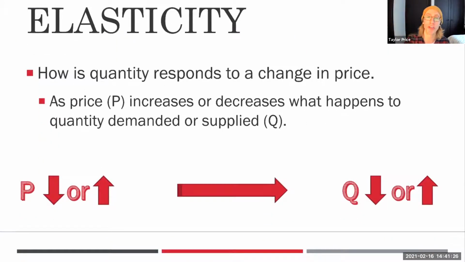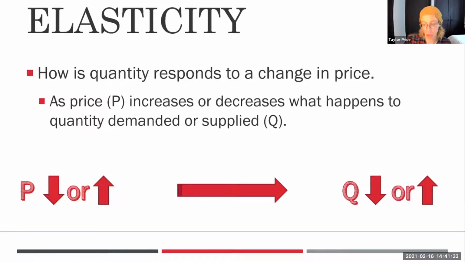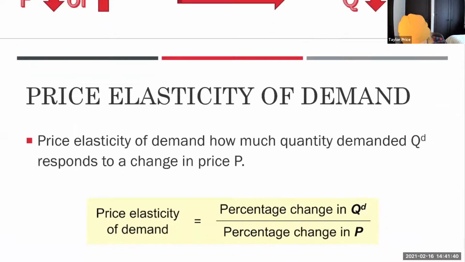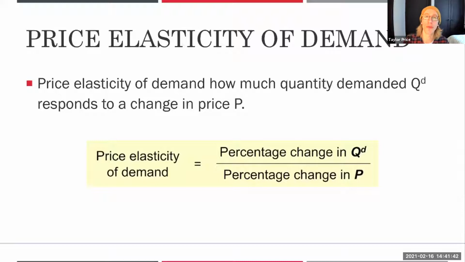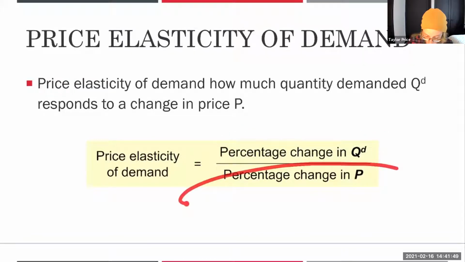So we're really looking to see what happens if price increases or decreases and what that causes quantity to do, if that causes quantity to decrease or increase. So the formula for price elasticity of demand is effectively the percentage change in quantity demanded over the percentage change in price. So pretty straightforward formula. It is not actually this easy because we use a slightly modified version of the formula.